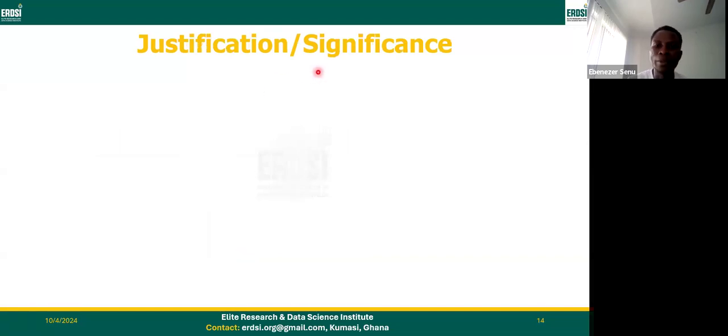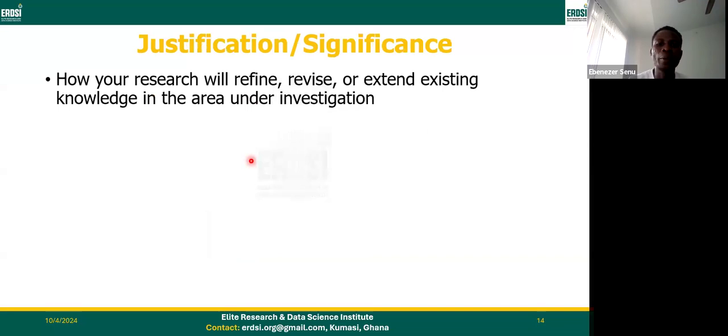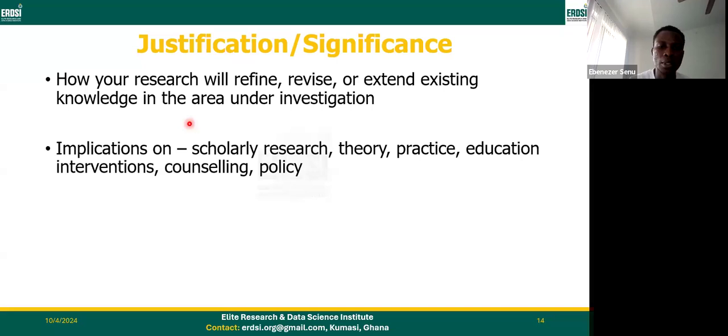That is the justification. So justification and significance is just the opposite of the problem. If you're telling them there's no data on the prevalence of candidiasis, then your justification will be what? You are going to add data to the knowledge, or you are going to refine it. So your justification or significance: your data will contribute to scholarly research. That's the significance. For justification, you are just going to add data. You are going to investigate the prevalence and factors. So it's just the opposite of the problem statement.